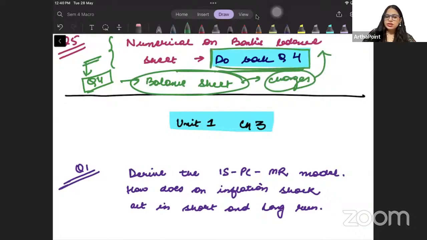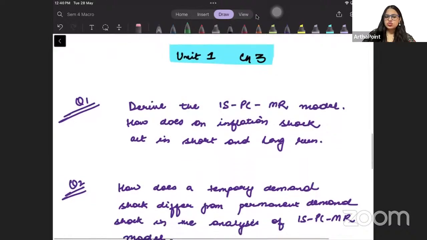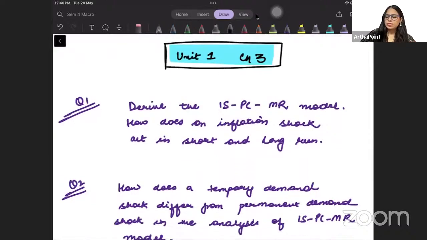Okay. Now let me just highlight to you what you need to do from Unit 1, Chapter 3. Now, if you go to your syllabus, it says that you don't have to focus a lot on Part 1. Because Part 1 of this chapter actually talks about Phillips curve.